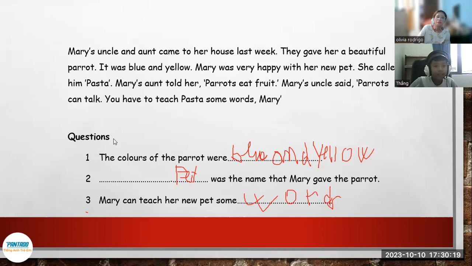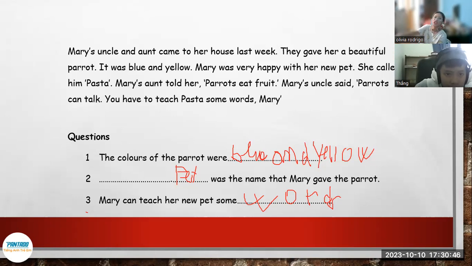Mary's uncle and aunt came to her house last week. They gave her a beautiful parrot. It was blue and yellow. Mary was very happy with her new pet. Okay, continue reading.